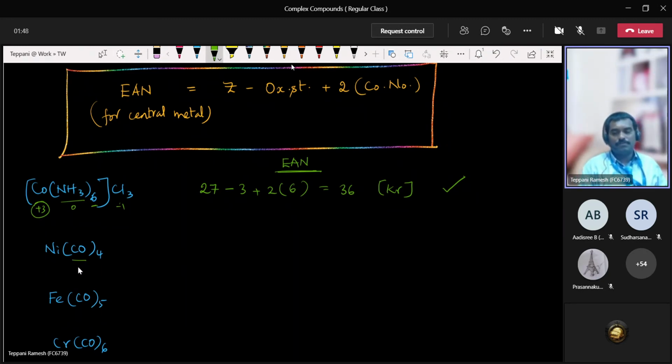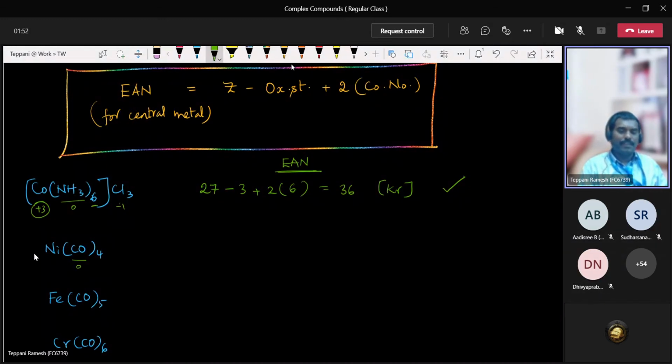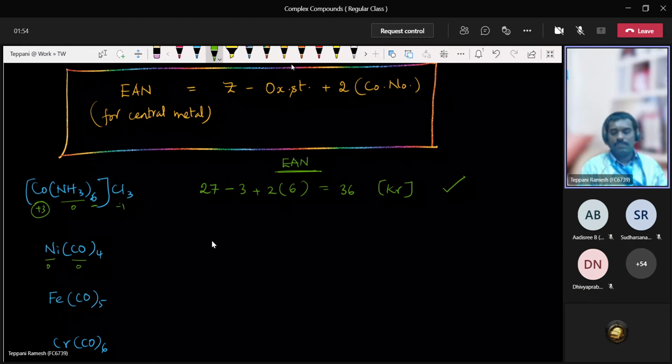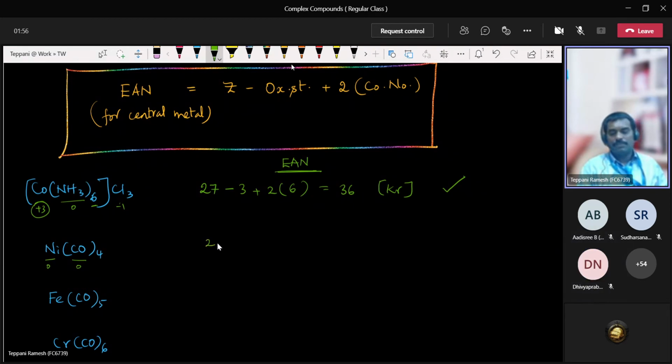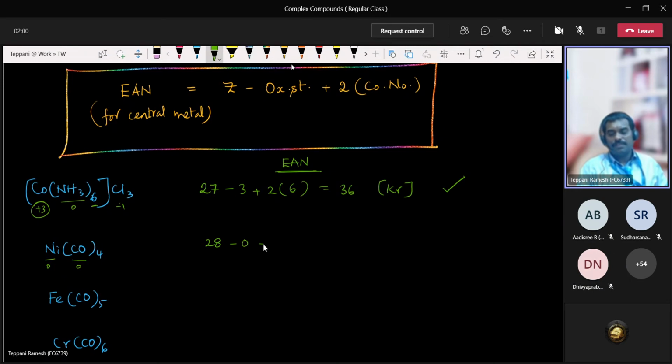Ni(CO)4: nickel is 0, atomic number 28. 28 minus 0 plus 2 into 4. Each dative bond gives 2 electrons, so 2 into 4. Answer 36. Again krypton.